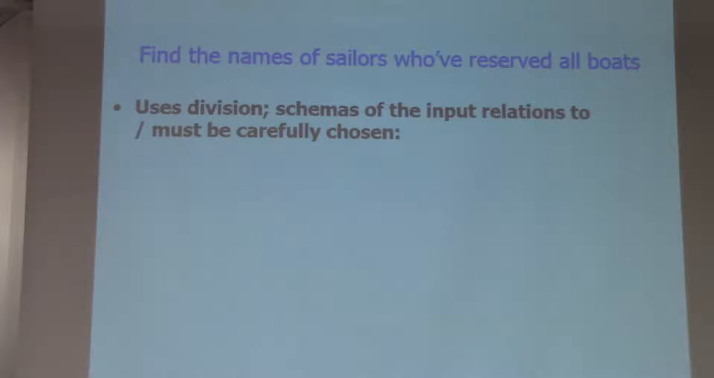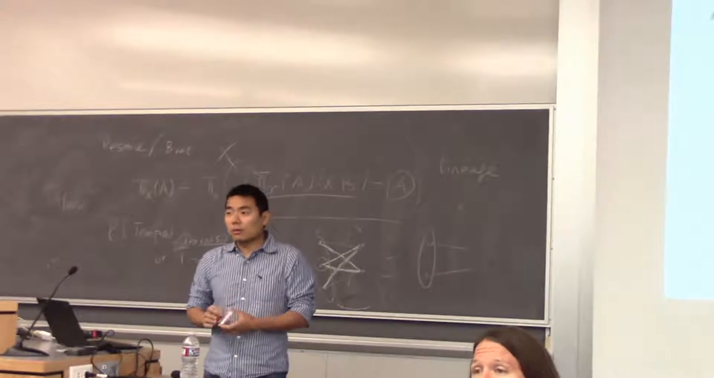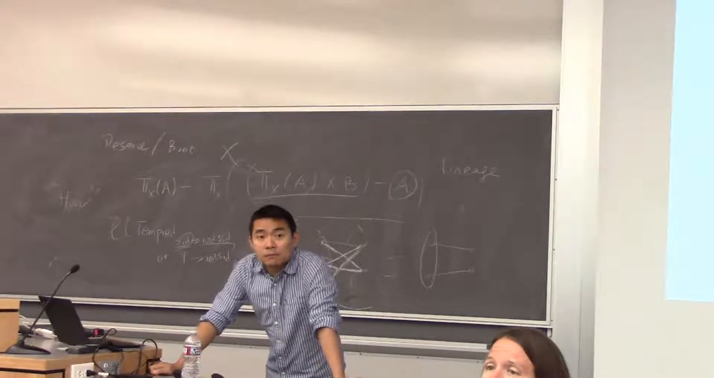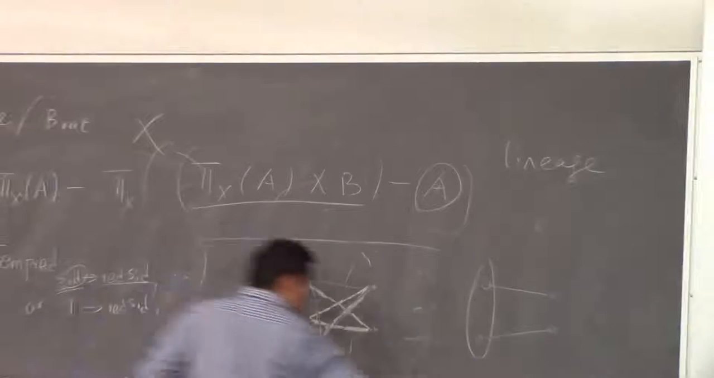If you just do reserve divided by boat, this is wrong. Okay? This does not work. Why? Can someone tell me why this is wrong?